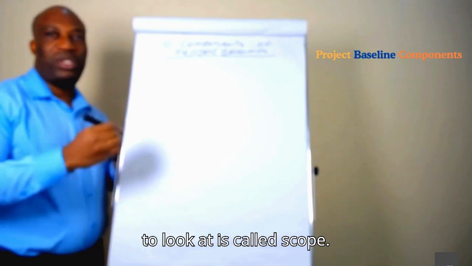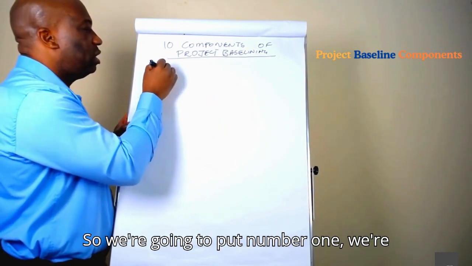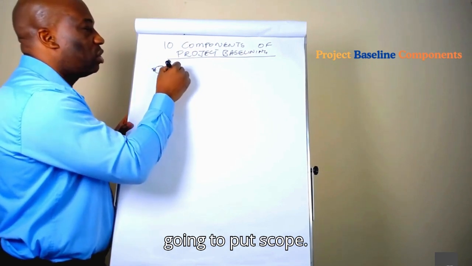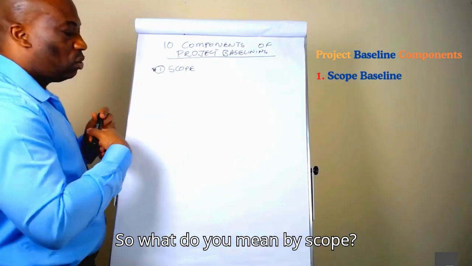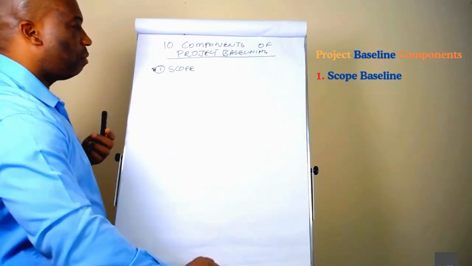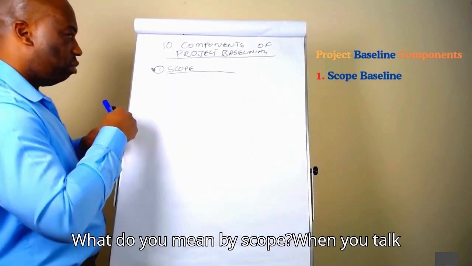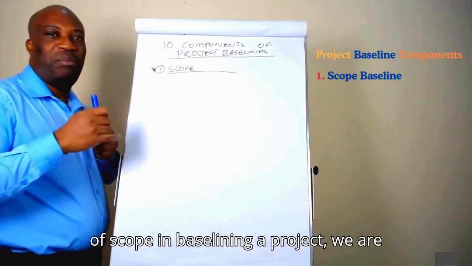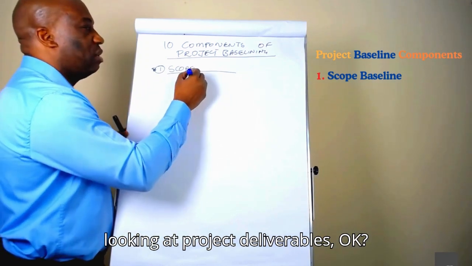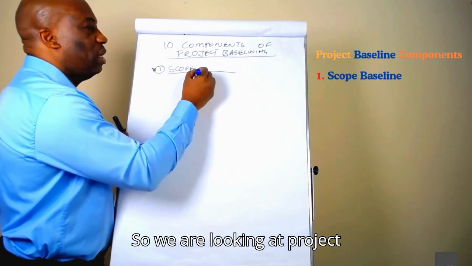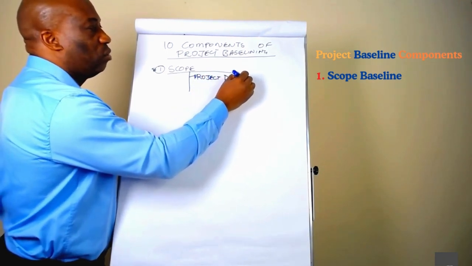So the first one we're going to look at is called scope. We're going to put number 1, scope. Okay, so what do we mean by scope? When you talk of scope in baselining a project, we are looking at project deliverables, okay?